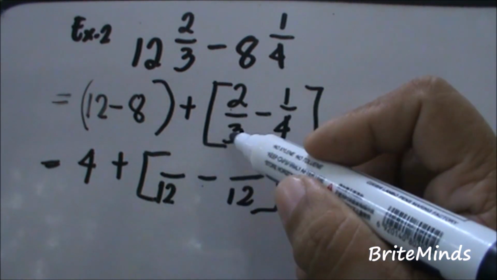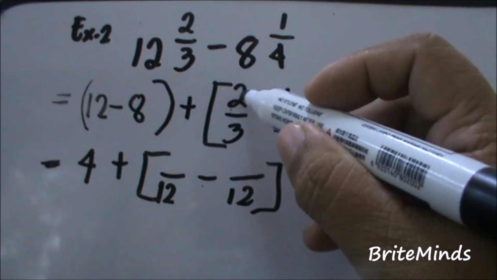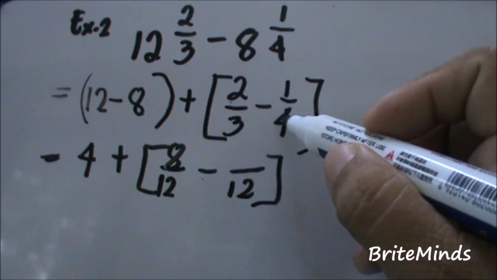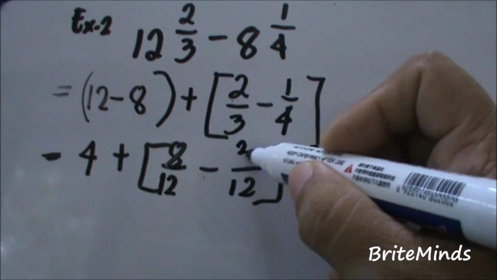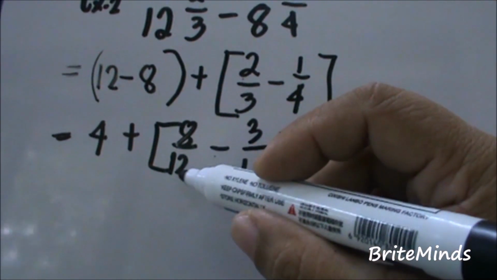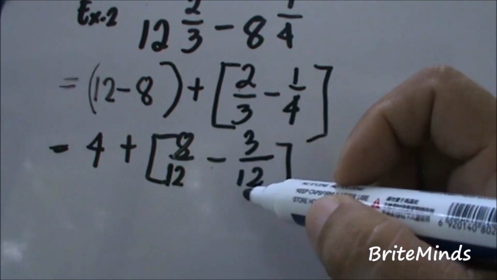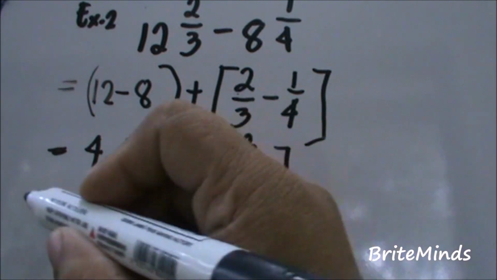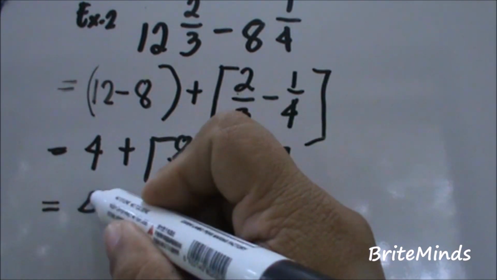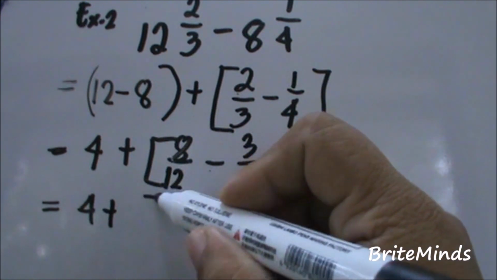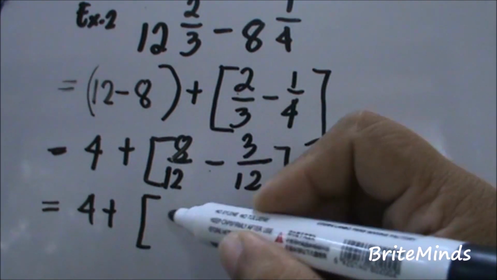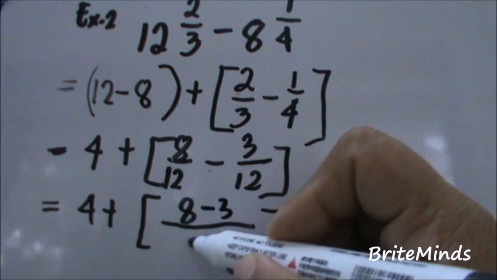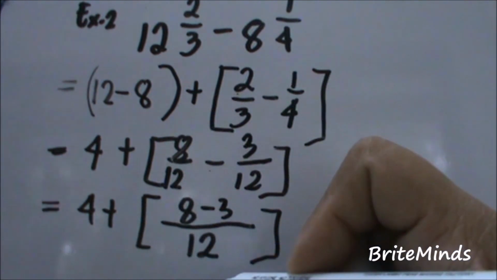So 12 divided by 3 is 4. 4 times 2 is 8. And then 12 divided by 4 is 3 times 1 is 3. Since these two fractions are now similar fractions, we can proceed to subtraction. So 4 plus, subtract the numerators above, 8 minus 3, and then retain the denominator.